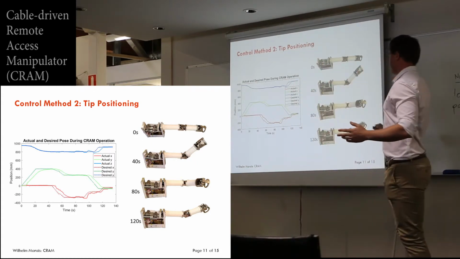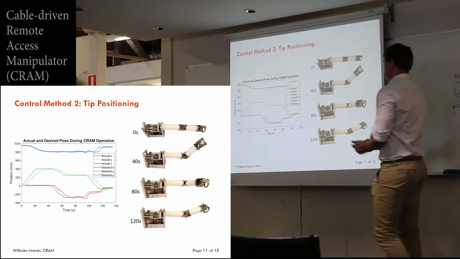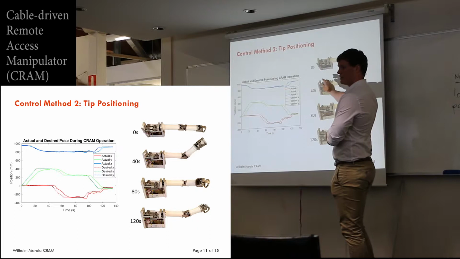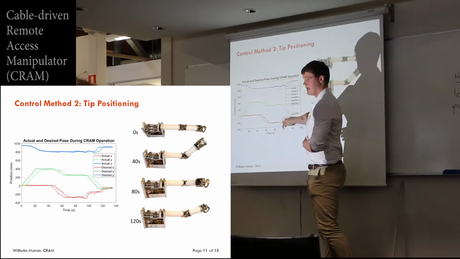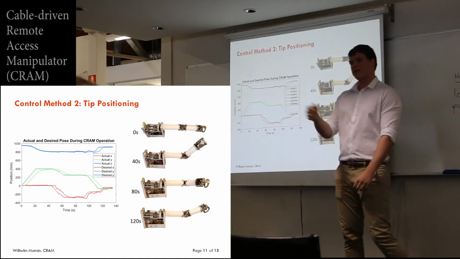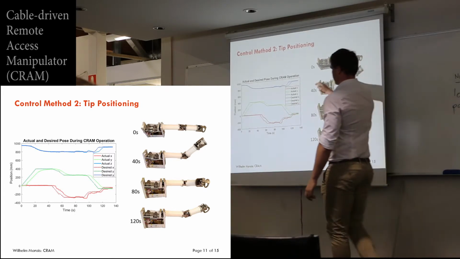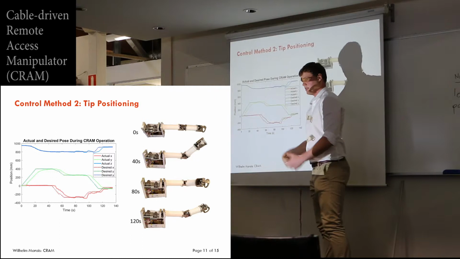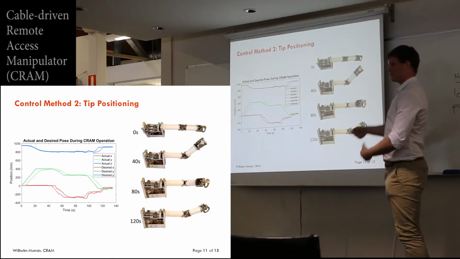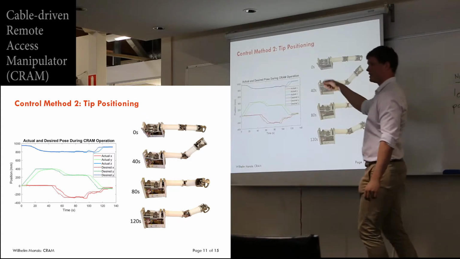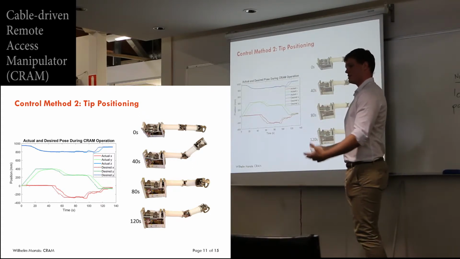The results of this tip positioning scheme are shown in this diagram. This shows it running on the 4 degree of freedom prototype. This is the Z, Y, and X position in millimeters of the end effector, and these dotted lines represent the desired position that I input. What this shows is that as the control method is running, it effectively causes the pose of the end effector to converge to the desired pose.